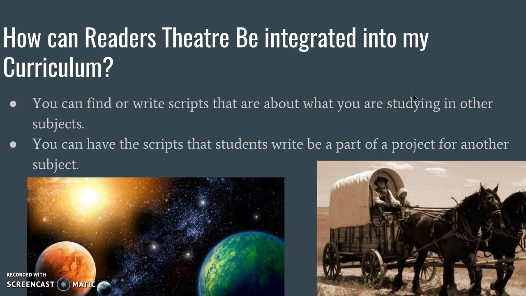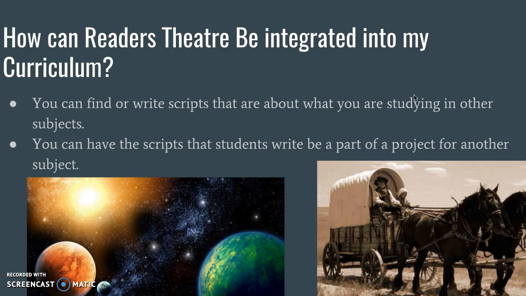One of the most important and one of my favorite things about Reader's Theater is that it can be easily integrated into curriculum in many different subjects. You could either write or find scripts about the other subjects you're studying, or you can have students write Reader's Theater scripts and perform them as part of an assignment to show their mastery of a subject.